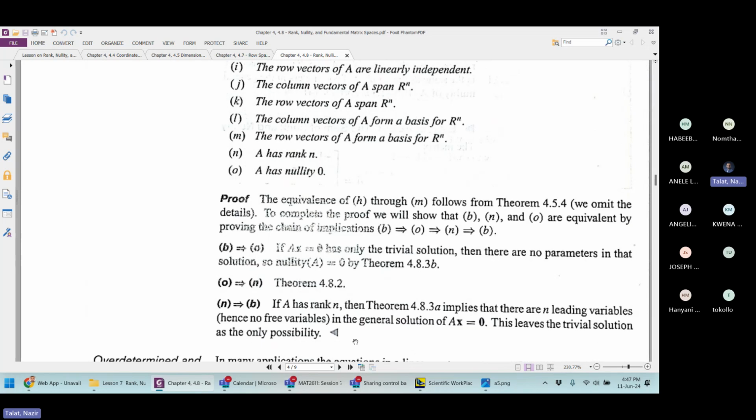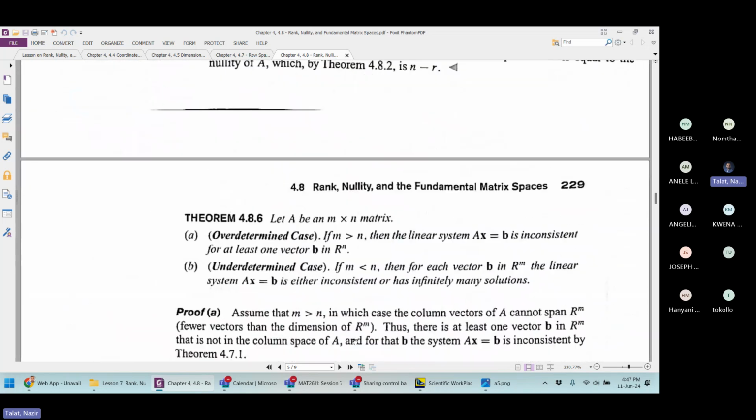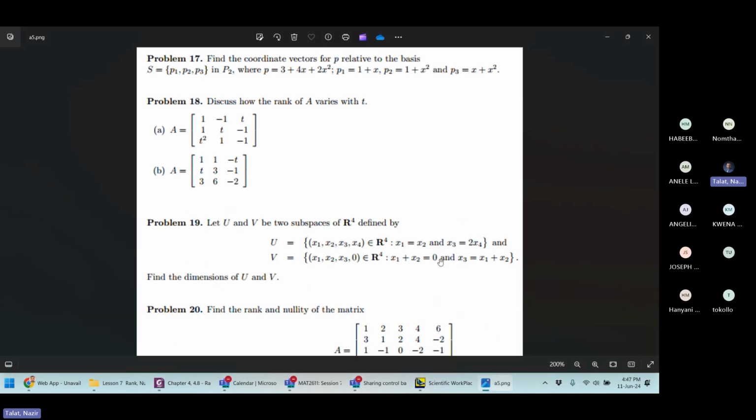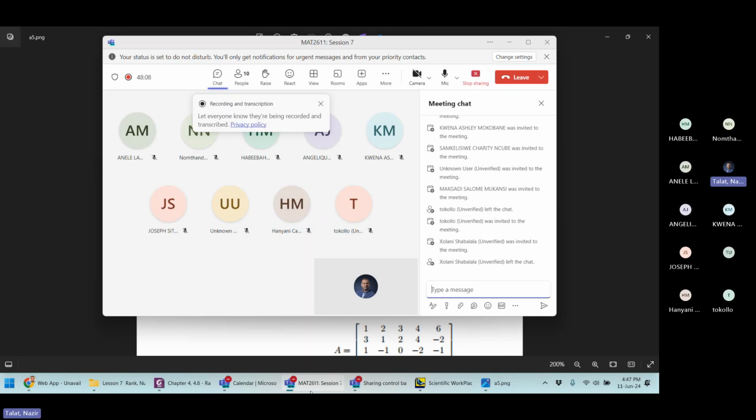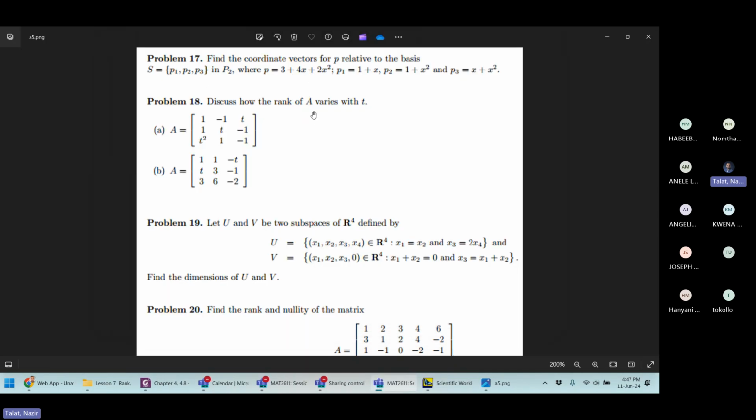So these are some basic results, and these are the important things. If you have any question, you can ask, but let us come to some problems related to that. For instance, discuss how the rank of A varies with t. Like if t is any parameter, we can see how it will affect the rank.